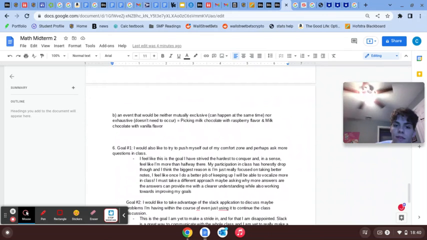B, an event that would neither be mutually exclusive, can happen at the same time, nor exhaustive, doesn't need to occur, which would be picking milk chocolate with raspberry flavor and picking milk chocolate with vanilla flavor.